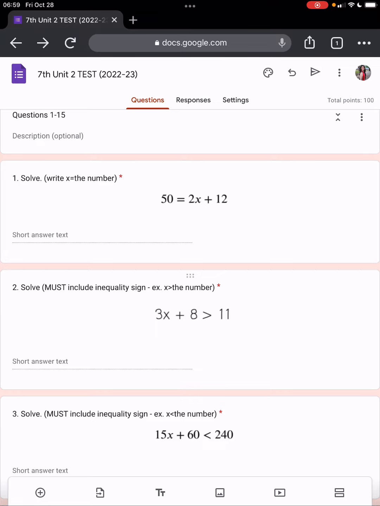Question 1. Solve. Write x is equal to the number. 50 is equal to 2x plus 12.